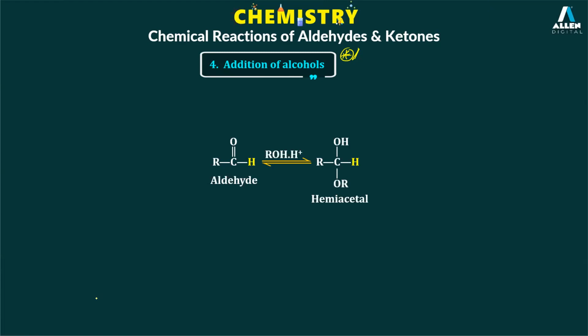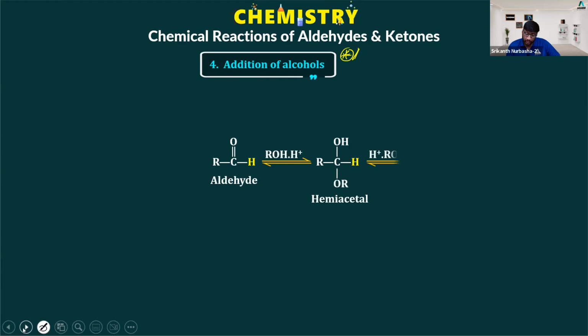To increase the electrophilicity of carbon. Very good. To increase the electrophilicity of the carbon, we require the acidic medium. So we form hemiacetal. Hemiacetal means one OH group and one OR group will be present. Again, H+ in the presence of ROH, it will form what?